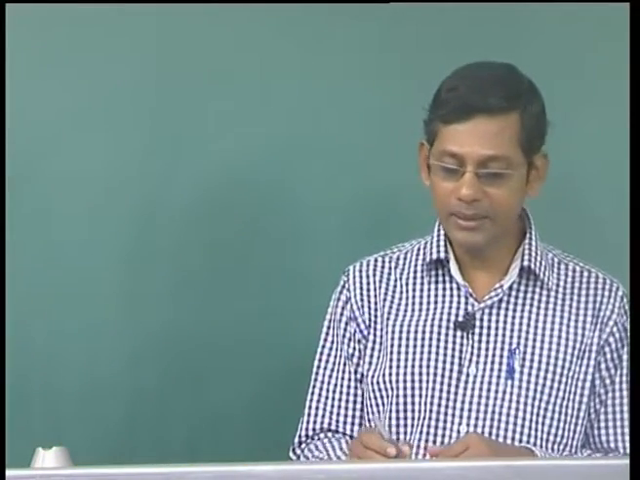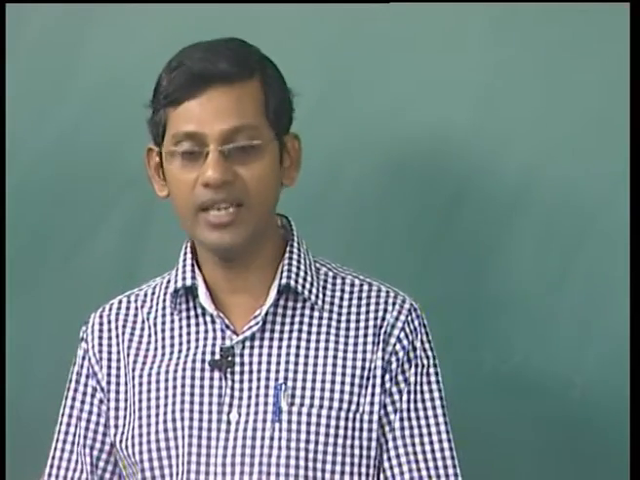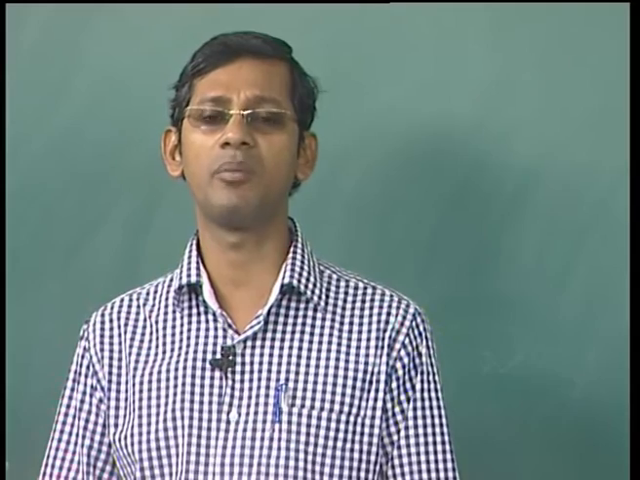Ideally, the STM tip is very much pointed. It should be so pointed that it contains one to two atoms at the end, and have a relatively low work function. So what is used is basically etched tungsten crystals, which are ideal. These etched tungsten crystals are oriented along the 110 direction of the tungsten crystal. These are also used as field emitters, as I said, in a field emission gun. There is a complex mechanism by which the STM works, which I am not going to discuss, but I will discuss the basics of the principles of scanning transmission electron microscopy and scanning tunneling microscopy, and also some applications.